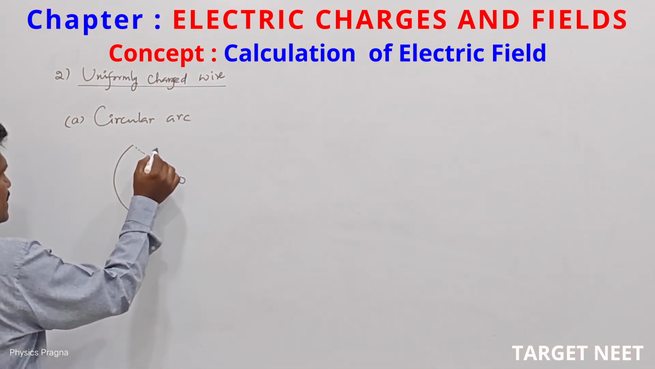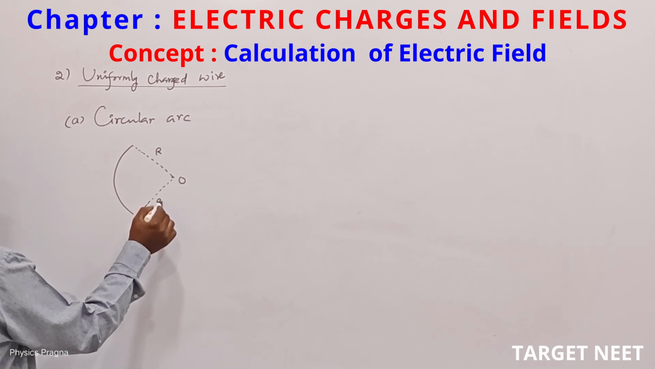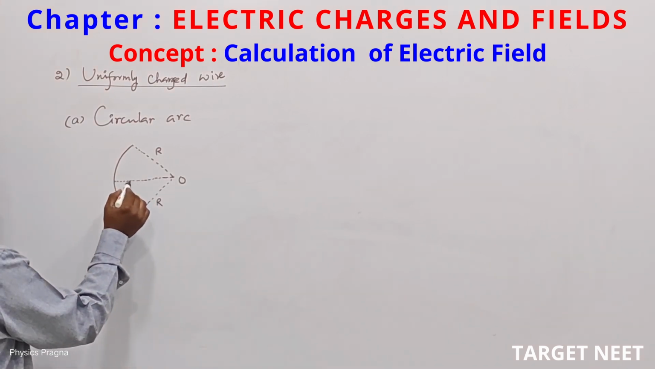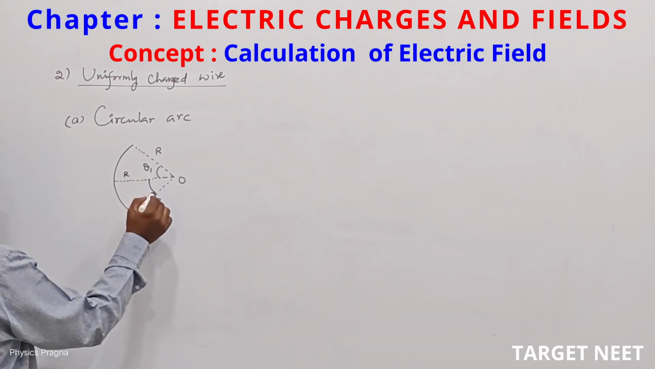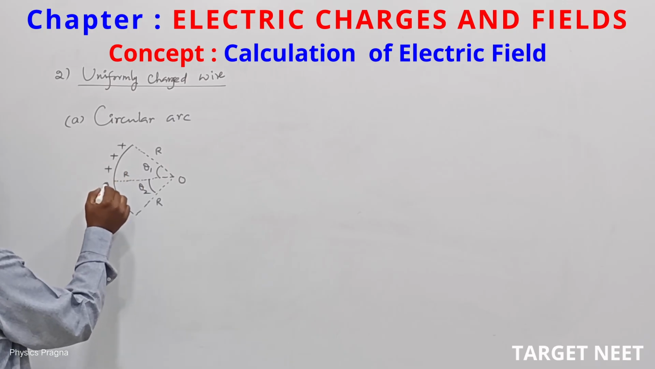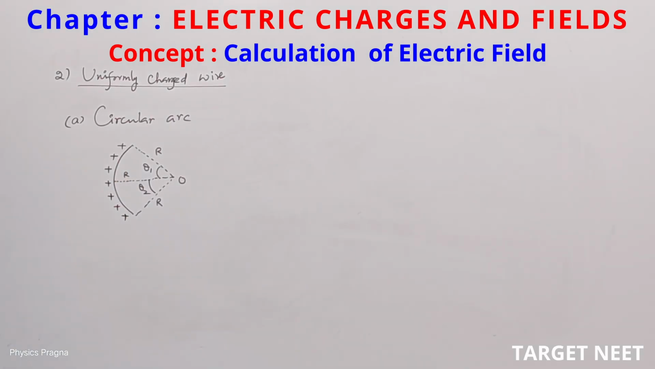So this is the radius, and this is also a radius, and this is a perpendicular bisector. So this is also a radius. This angle I will take as theta 1. This angle I will take as theta 2. So uniform positive charge is there on the surface.